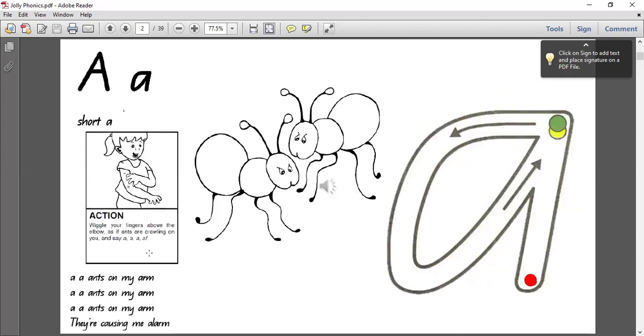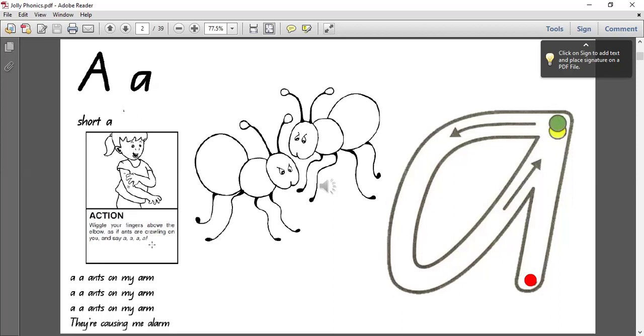Now for example, letter A. For letter A, wiggle your fingers above the elbow as if ants are crawling on you. And then what you have to say? Ah, ah, ah. So you have to say that something is going on and something is moving on my arm.